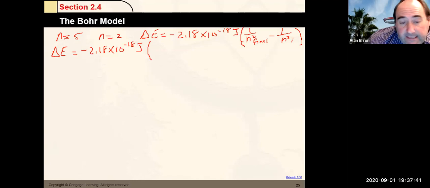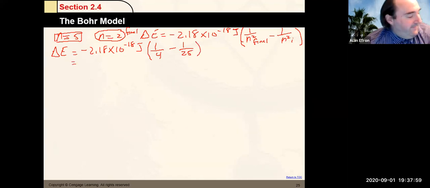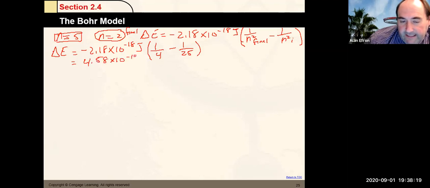Our final is actually 2 here, right? So that's our final. So 1 over 2 squared is 4, 1 over 4. And 1 over our initial, which was 5, will do 25. I'll actually square it this time. I think I didn't the first time. And if we do all that good stuff there, we're going to take 1 divided by 4 minus 1 divided by 25 and times it by 2.18 to the minus 18. Looks like it will get us something like 4.58 times 10 to the minus 19 joules, and it will be negative in this case.